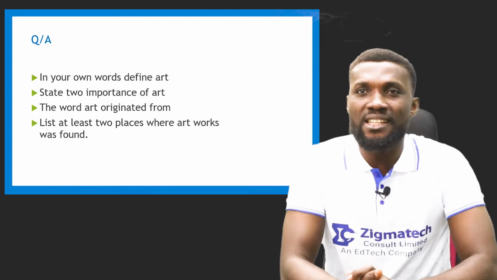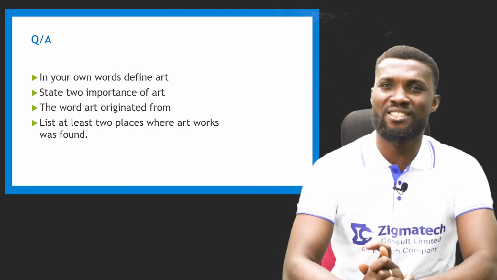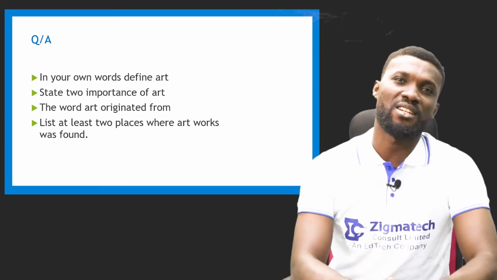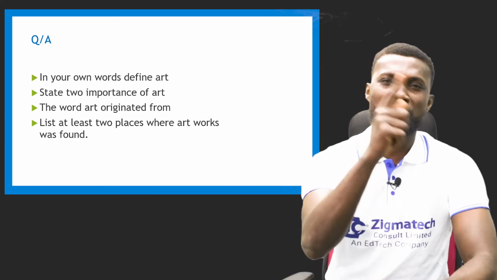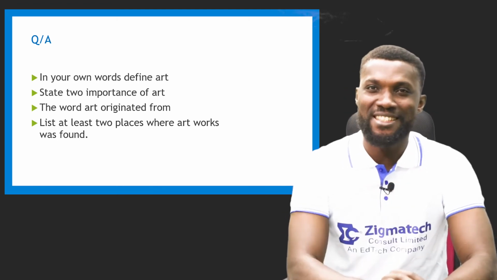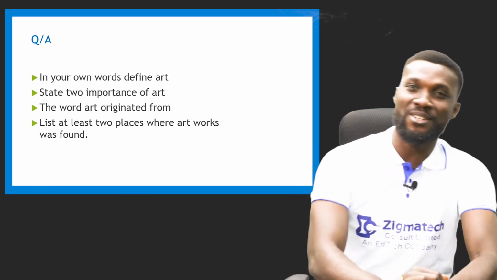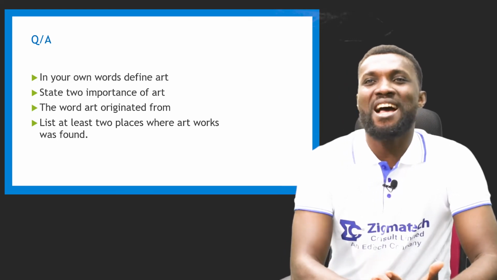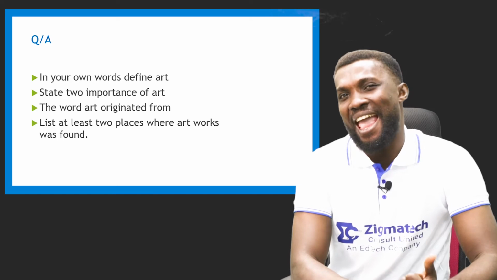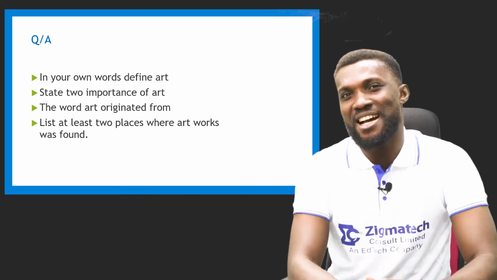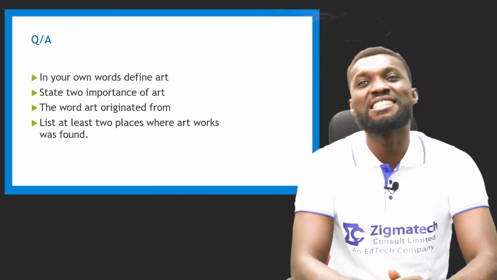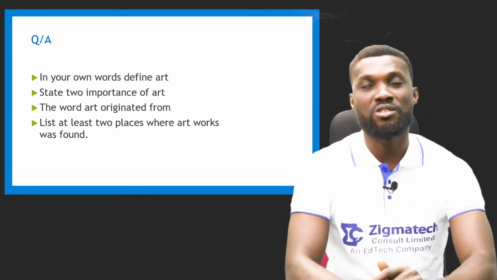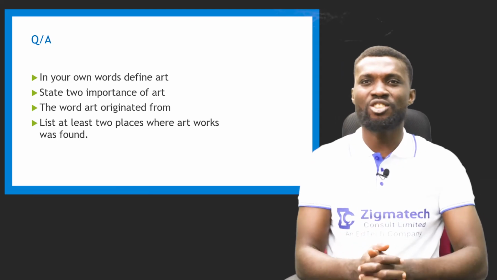Now, let's look at the next question. What states the importance of art? And then I want you to do that. Just do that. And then the third question I want you to look at is: the word art originated from where? Where did the word art originate from? And then lastly, I want you to list 2 places where artworks were found. Just try your hands on that.